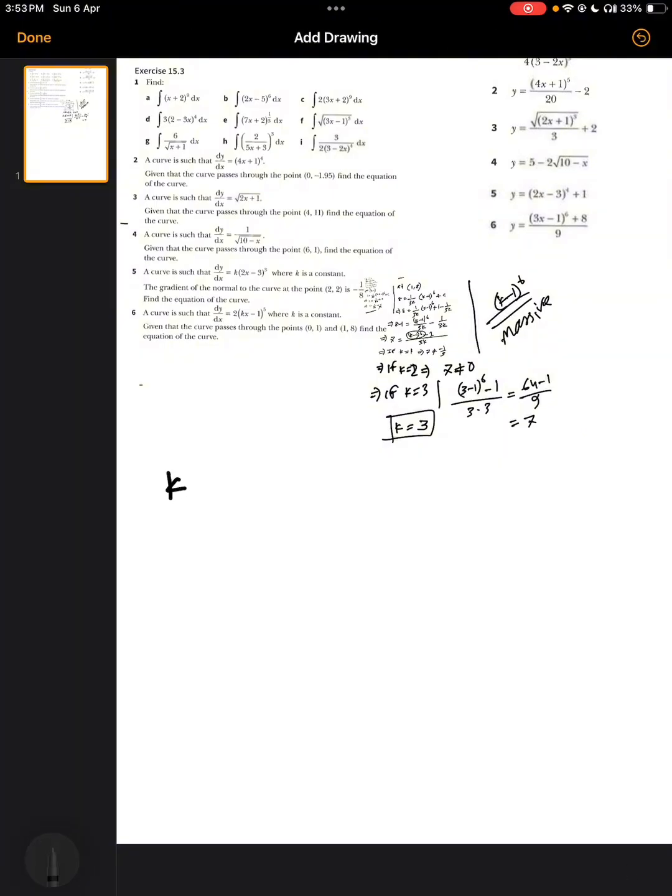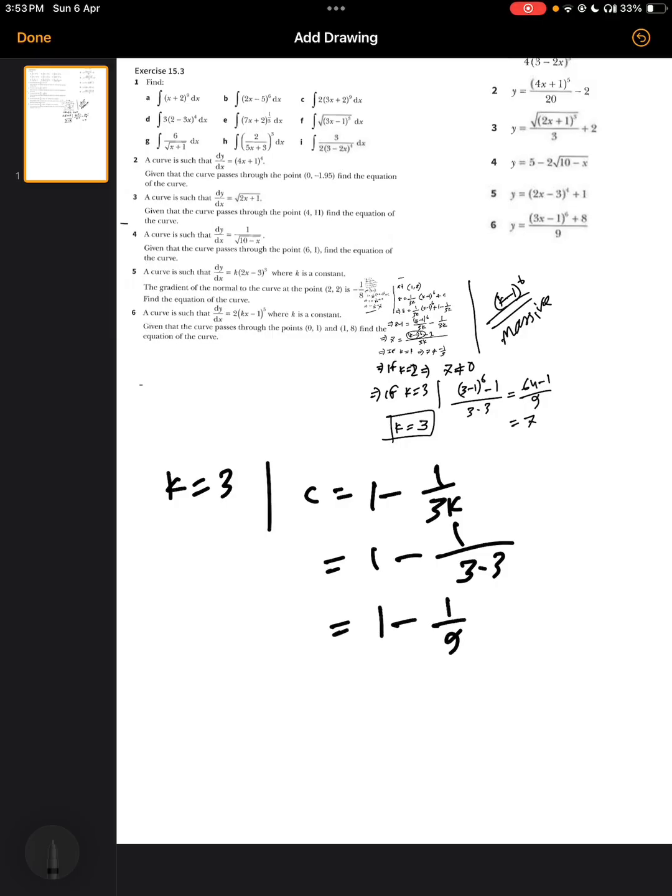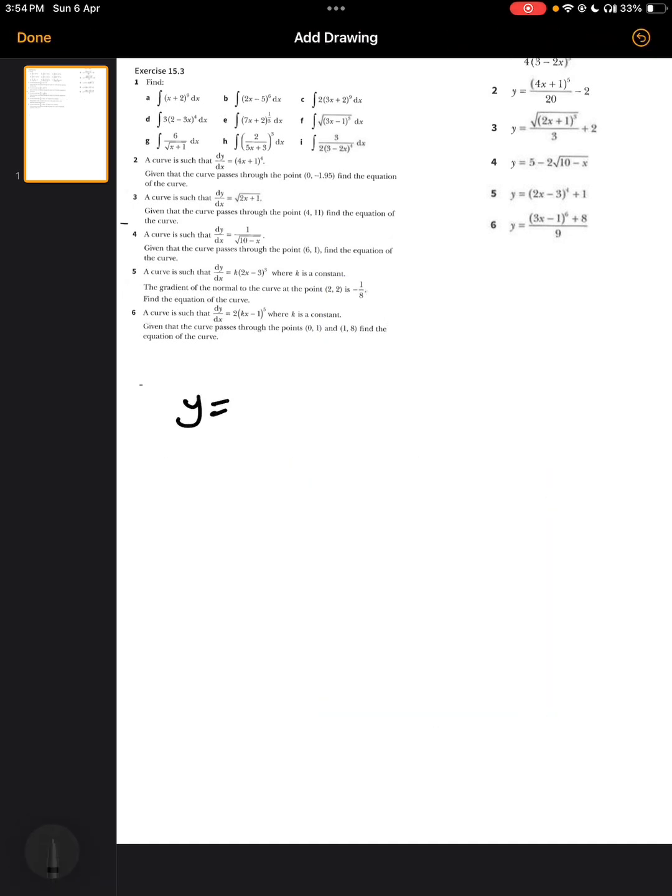If our k is equal to 3, then our c value is 1 minus 1 by 3k. So this is 1 minus 1 by 3 times 3, so 1 by 9. So 8 by 9 is our c. The main equation was y is equal to 1 by 3k, (kx minus 1) to the power 6 plus c. So our k value is 3 and c value is 8 over 9.